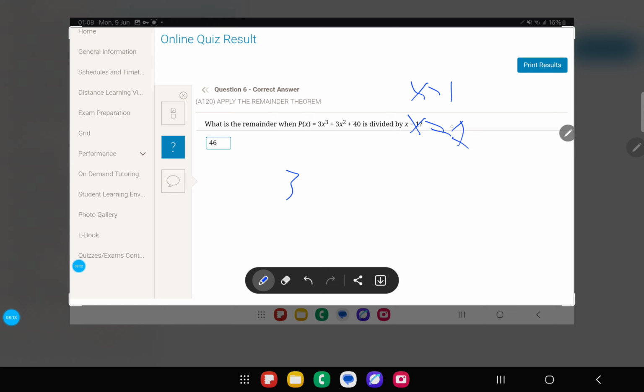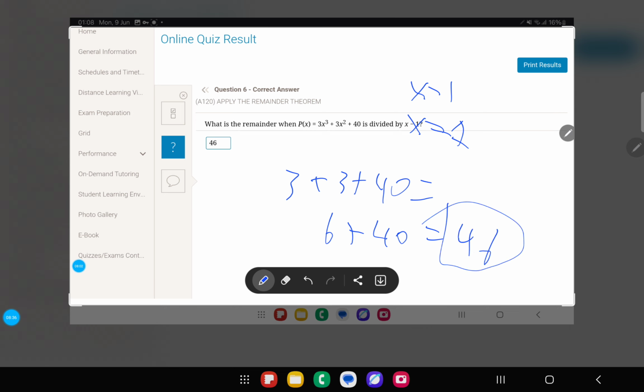So, since it's just 1, we just ignore it. 1 cubed is 1 in the end, so we just put 3 plus 40. Since 1 squared is 1, 1 cubed is 1, so 1 times 3 is 3. So in the end it stays the same. Equals what we're trying to find. So 3 plus 3 is 6, plus 40 equals 46. And that's the answer. Again, they want us to find the remainder.